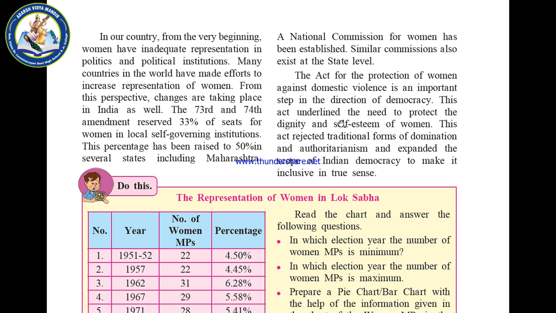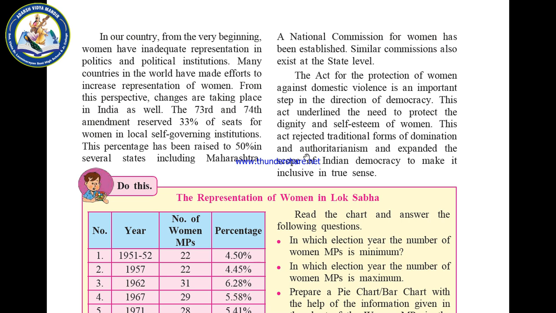This act underlined the need to protect the dignity and self-esteem of women. This act made us realize that we have to protect the dignity and self-esteem of women. Women की dignity, self-respect, self-esteem, मान सम्मान हमने बचाना चाहिए. ये act हमें ये बताता है.